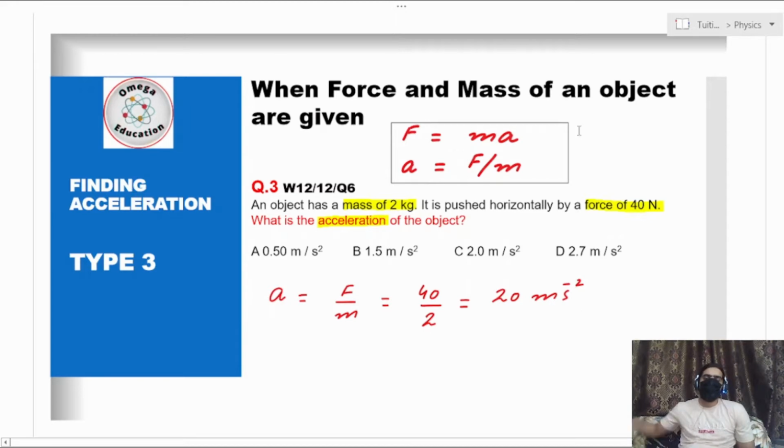So this one basically was C, but without the point here. 20 meter per second. Whenever you're given the value of force and the value of mass, and you need to find the acceleration, you can simply apply the formula a equals F over m, and that gives you the value of acceleration.